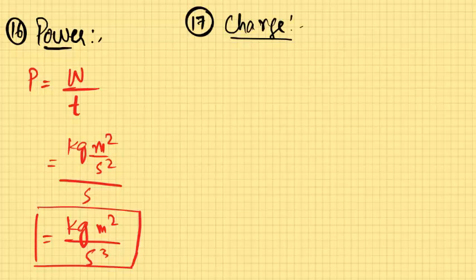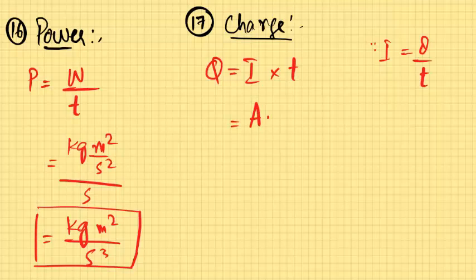Now the next example is charge. When I say charge I mean electric charge, and that is Q, which is equal to the current times time. You remember I is Q over T, because current is the rate of flow of charge. So Q is charge, T is time. If I make Q the subject, I will get current into time. Current is measured in amperes, which is A, and time is measured in seconds. So the SI base unit of charge is ampere seconds.